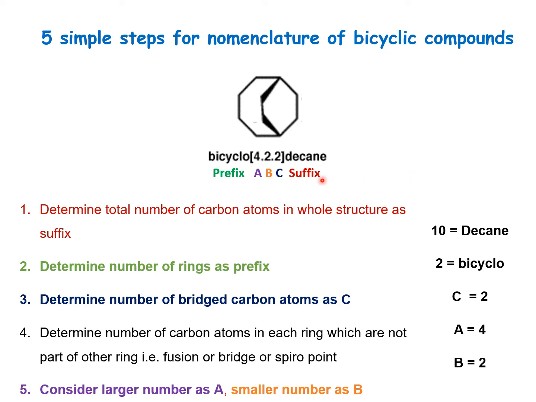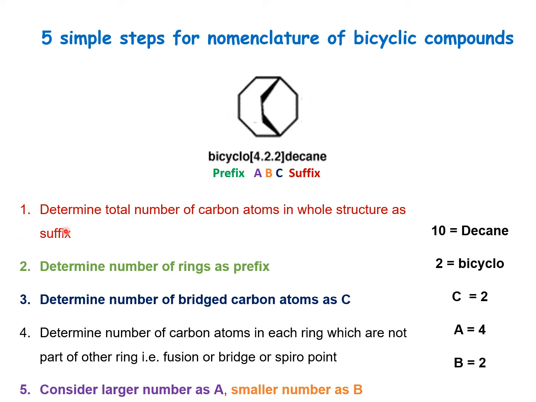The IUPAC name of this compound is bicyclo in square brackets 4.2.2 decane. So we can simplify this nomenclature as there is some prefix. There are three numbers in the square bracket: 4, 2 and 2. We can label them as A, B and C. And there is some suffix which is usually a root name or parent name. So let's discuss 5 simple steps for getting this nomenclature.